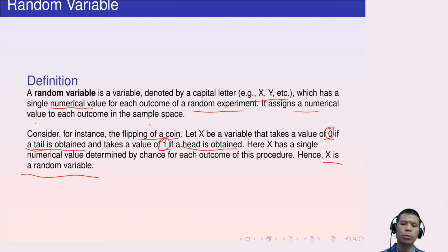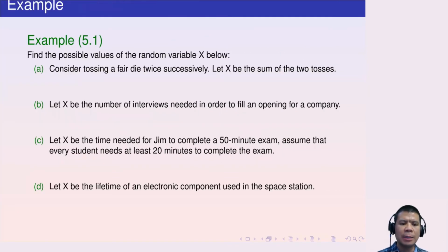So X equals 0, X can be equals 1, right? So now consider this example. We want to find all the possible values of the random variable X. Consider tossing a fair die twice successively, and X be the sum of the two tosses. So what are the possible values of X?